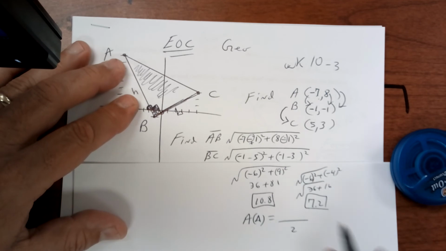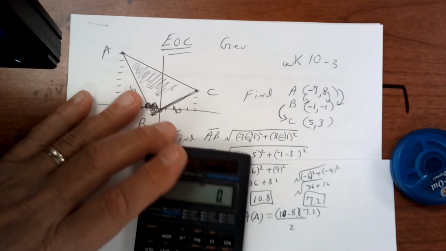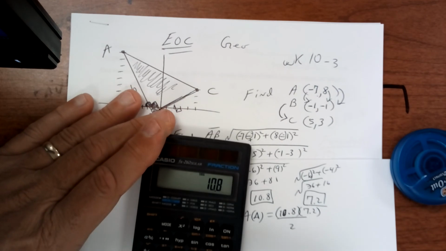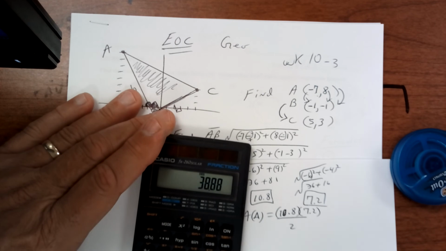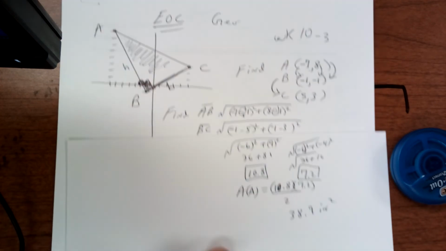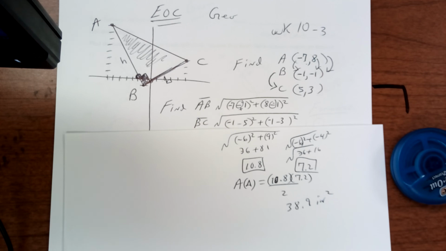So it's going to be 10.8 times 7.2. Make sure you know how to do this one. It's on Performance Matters. So 10.8 times 7.2, press equals, divide by 2. I get 38.9 square inches. And that's what you have to know for Performance Matters EOC. Okay, rework this one for homework.